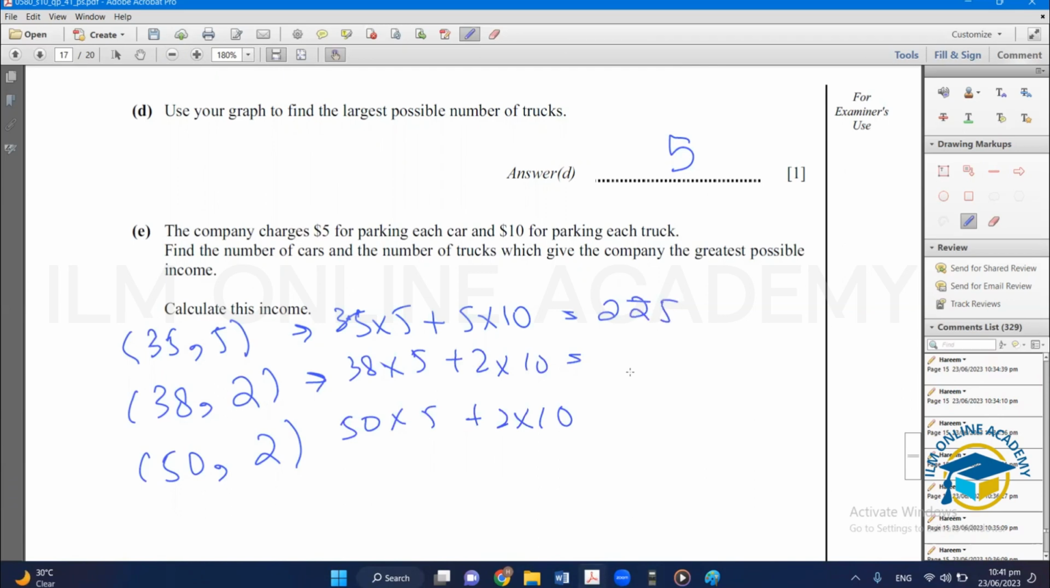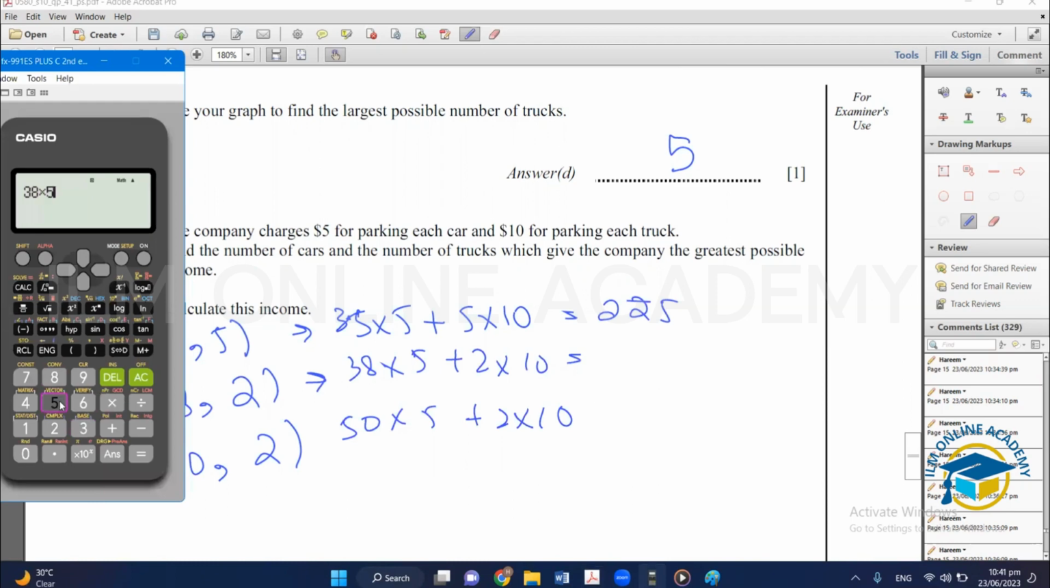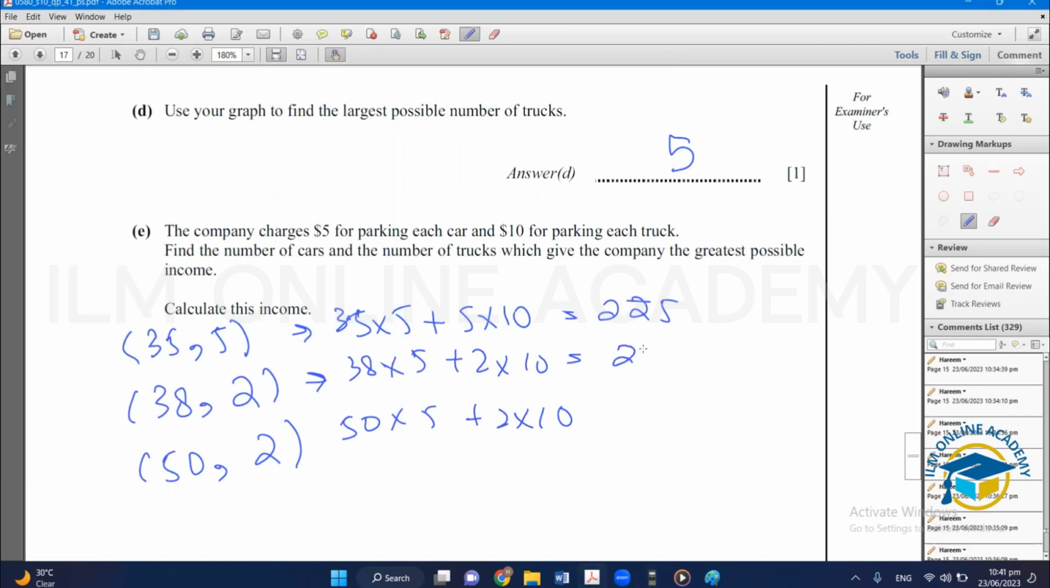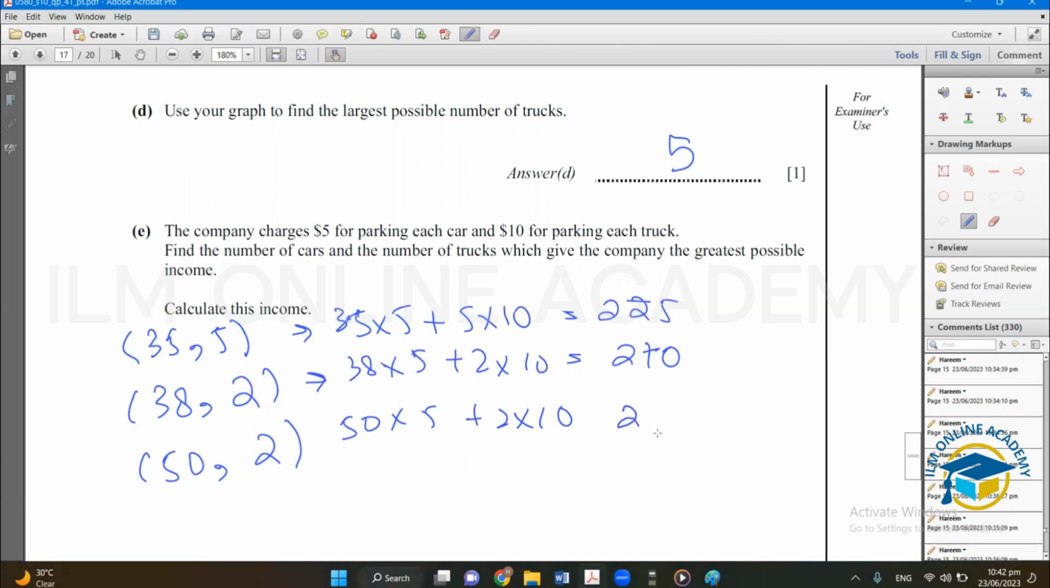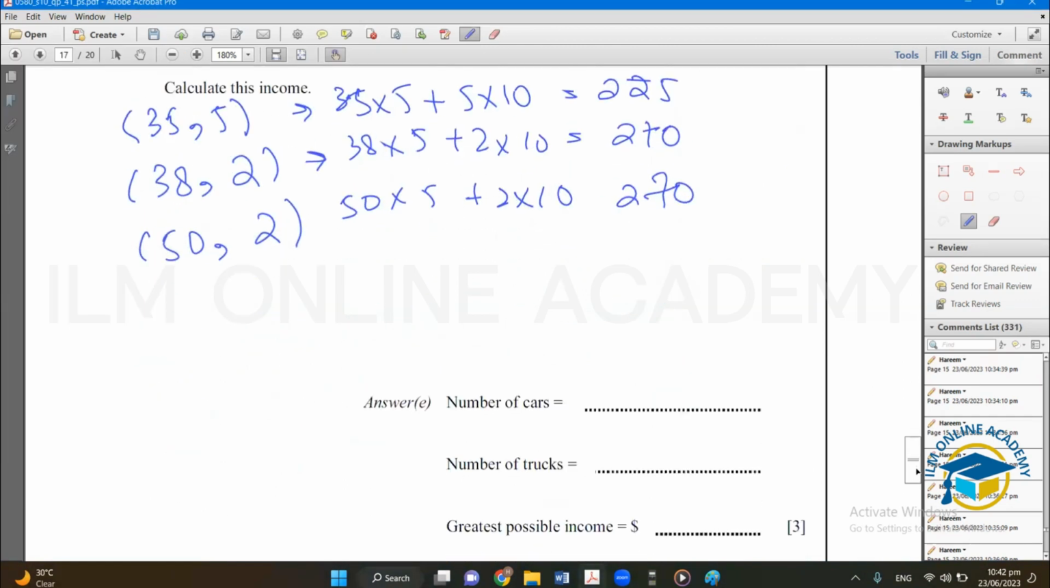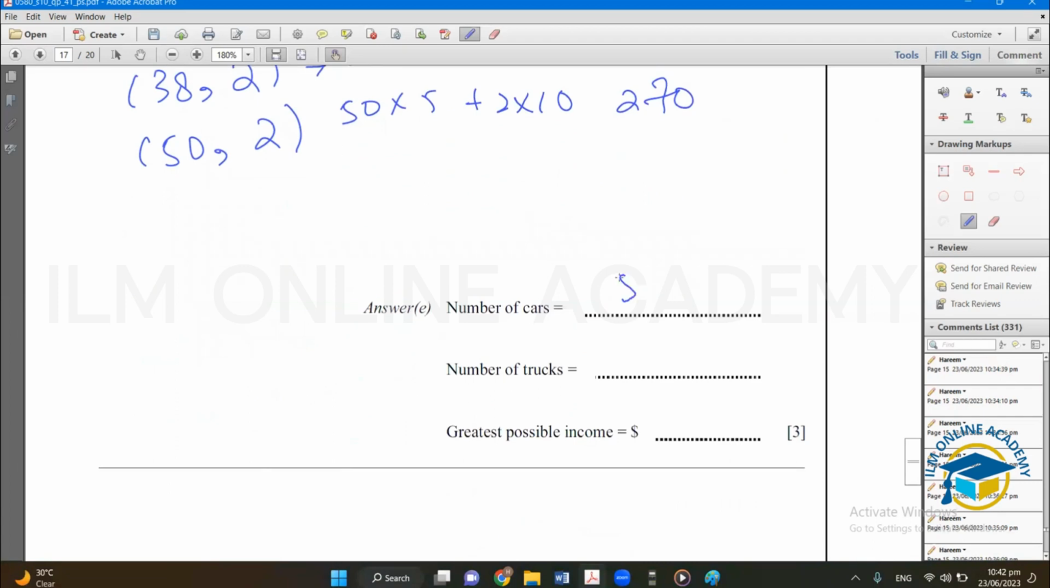225, then 38 multiplied by 5 plus 2 multiplied by 10. It's 210. Okay. And then the last but not the least, 50 multiplied by 5 plus 2 multiplied by 10. It's 270. So we found out that the maximum number of cars would be 50, the number of trucks would be 2, and the greatest possible income is 270. Okay.